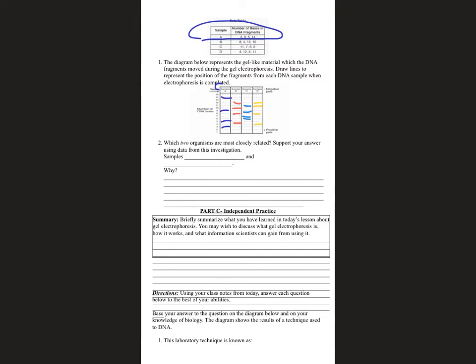So, after comparing this gel electrophoresis test, I can clearly see that there is a relationship between sample B and sample D. They share the most DNA fragments in common.